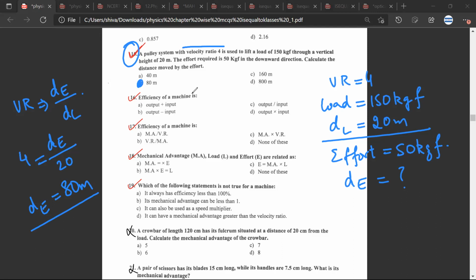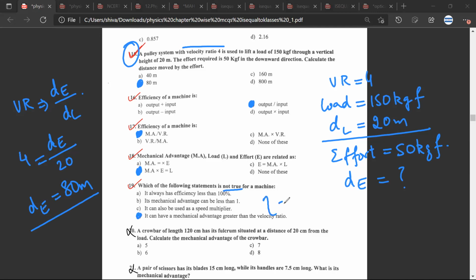Efficiency of a machine is? C. Just discussed. Efficiency of a machine is? A. Just discussed. Mechanical advantage, load, effort are related as? B. Which of the following is not true? D. This is an interesting question.